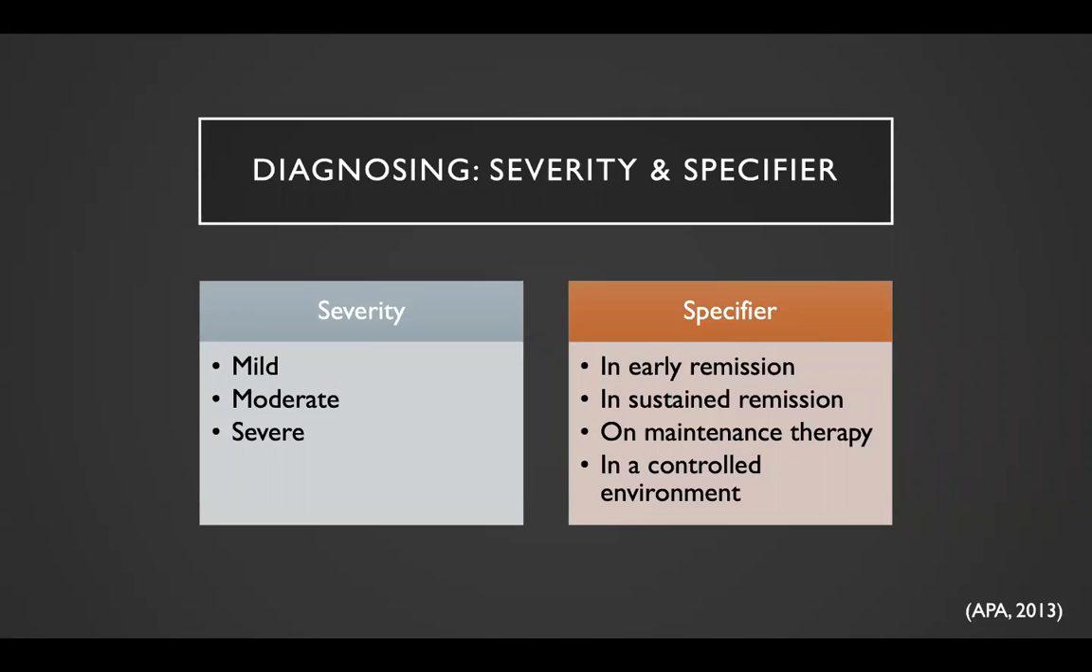Changing severity across time is reflected by reductions or increases in the frequency and/or dose of substance use. This can be assessed by the individual's own report, reports of knowledgeable others, clinicians' observations, and biological testing. Specifiers are also available for diagnosing substance use disorders. These specifiers include in early remission, in sustained remission, on maintenance therapy, and in a controlled environment.